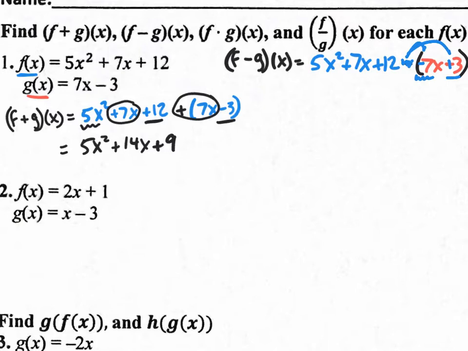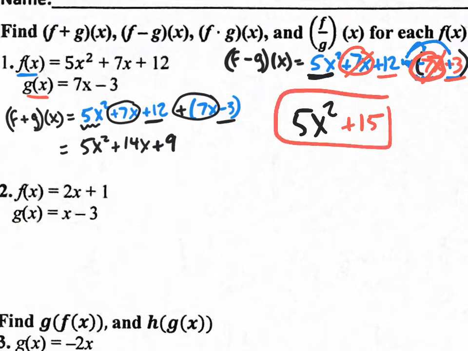So let's start with the highest exponent term, which is 5x squared. There's nothing to combine that with, so just bring that down. That's the first part of your answer on f minus g of x. And then you move on to combine x's with x's. There's a positive 7x and this negative 7x. Those completely eliminate. And then combine the 12 with the 3, and you will get plus 15. And that is your answer to f minus g of x.